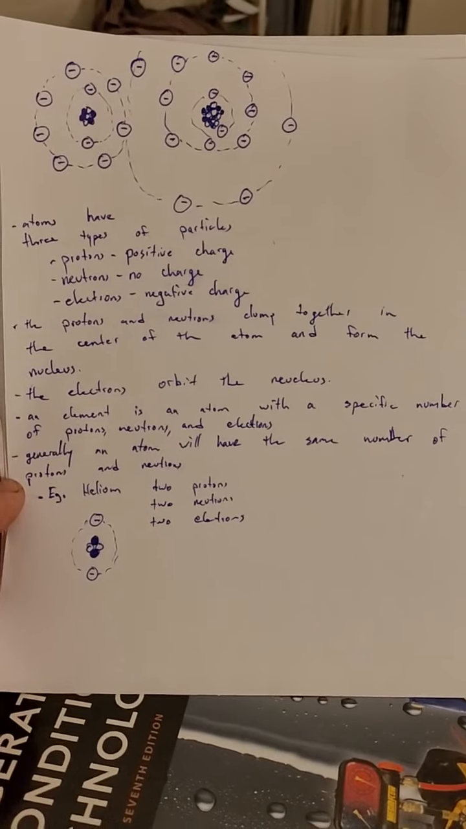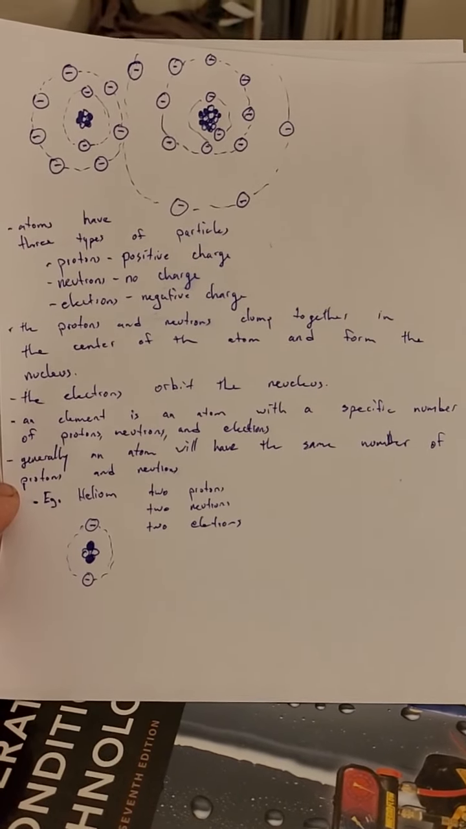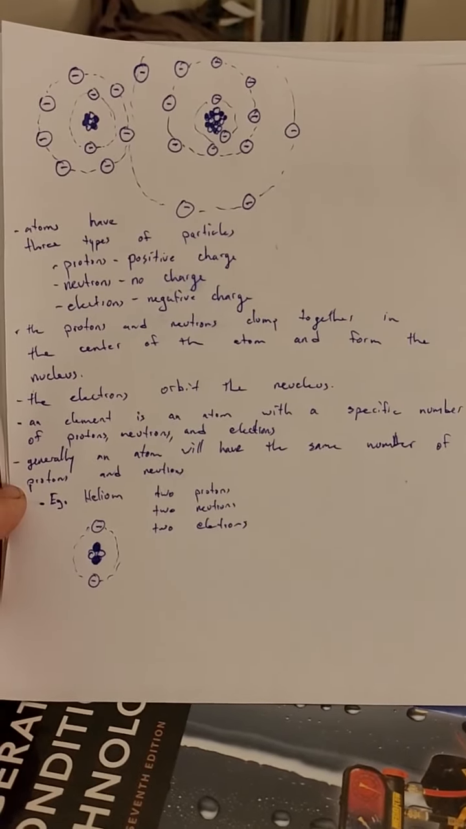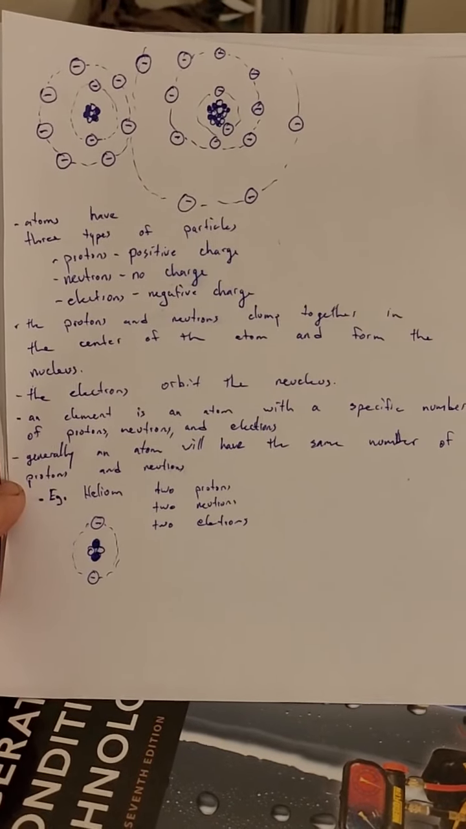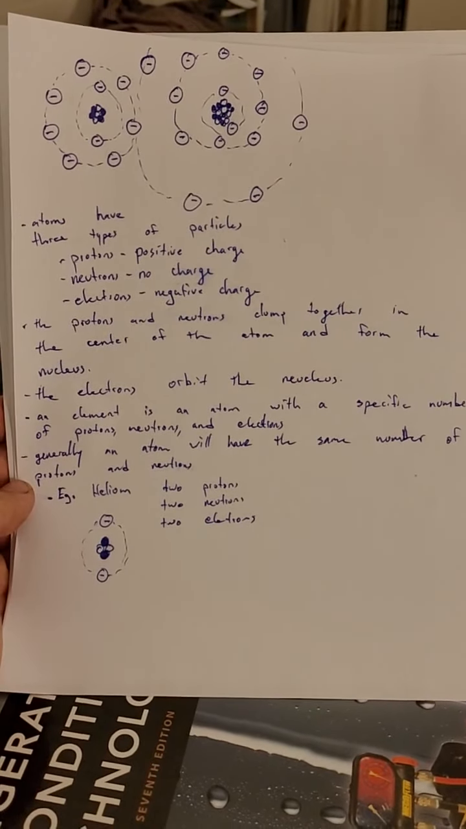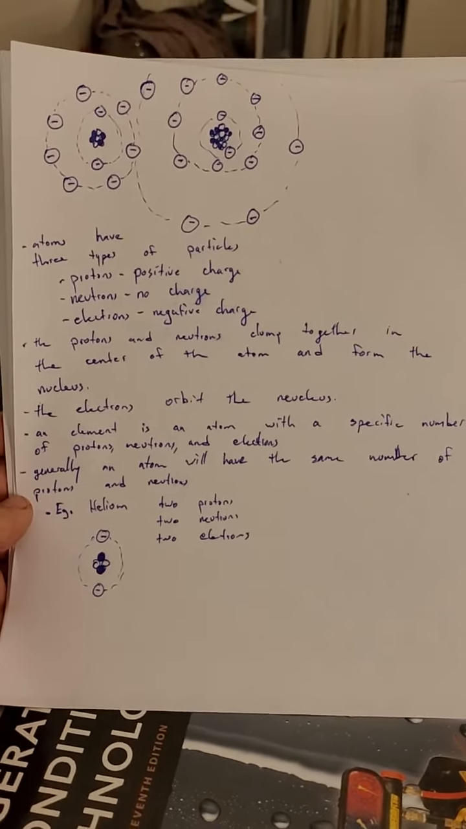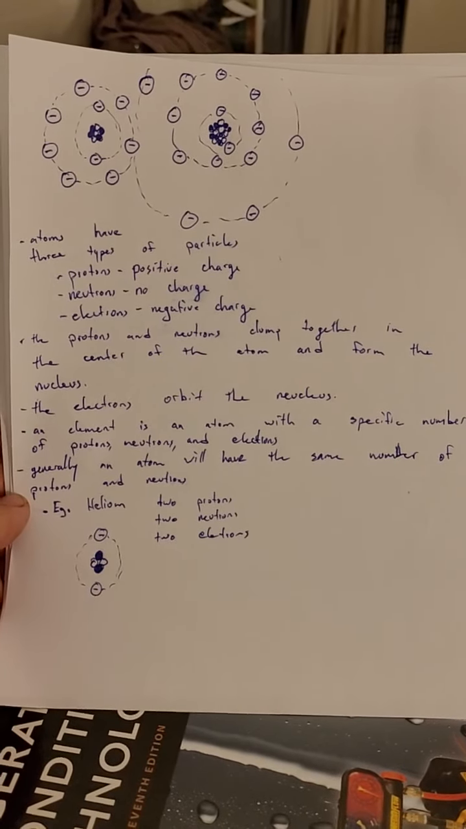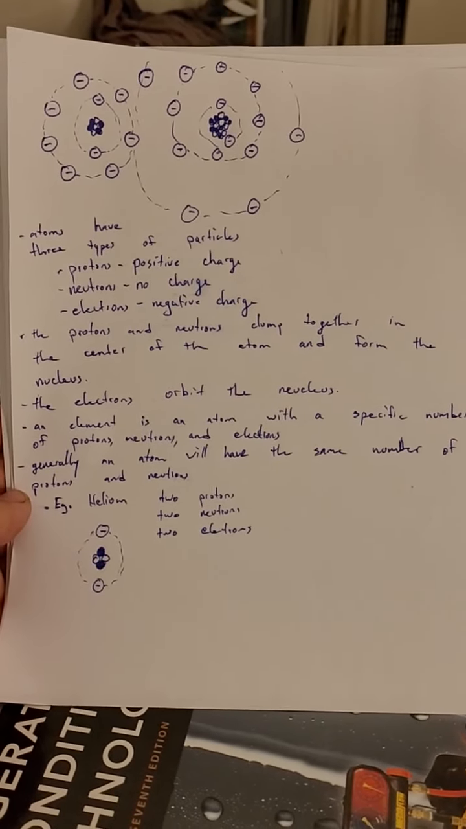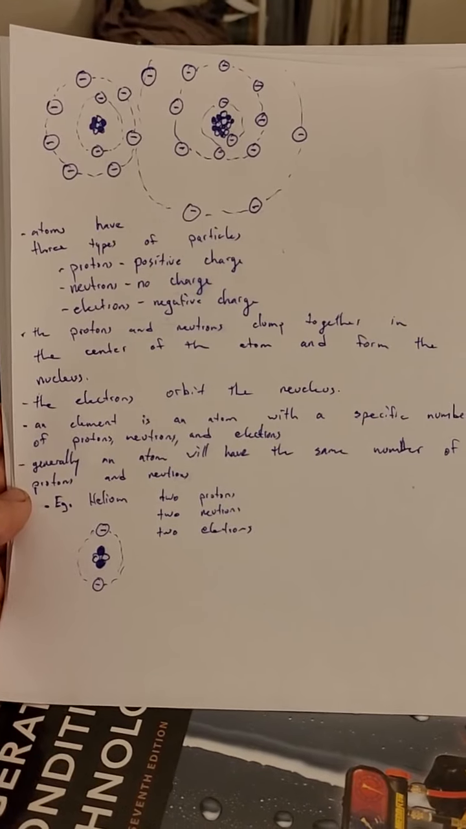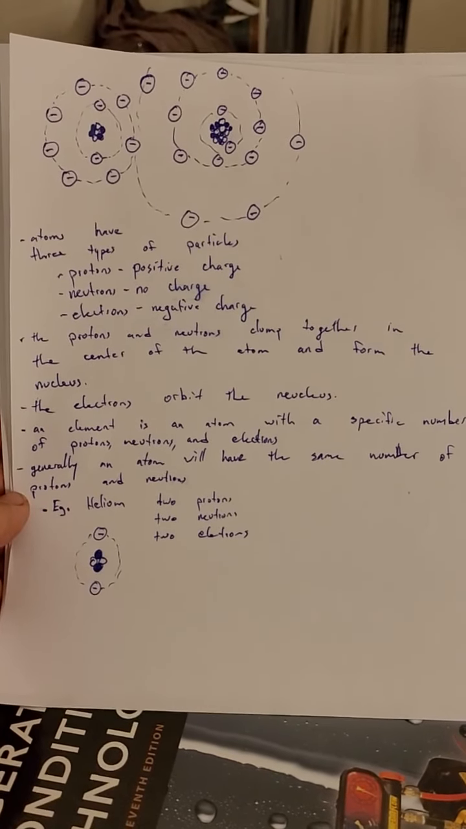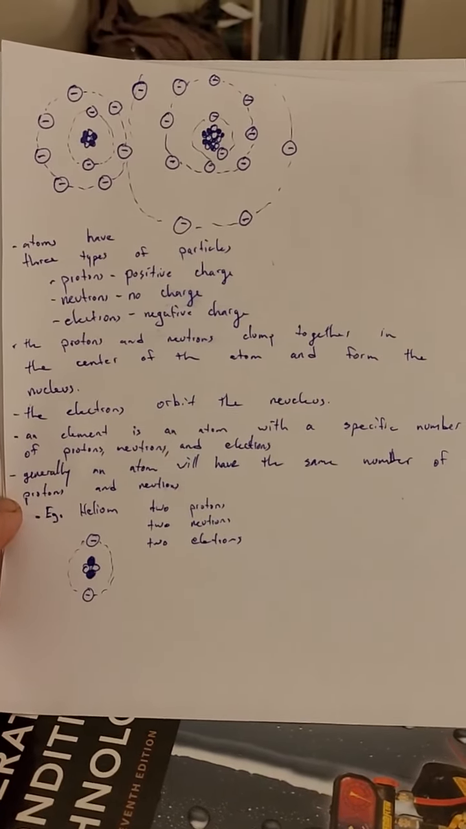So atoms have three types of particles: protons, which have a positive charge, neutrons, which have no charge, and electrons, which have a negative charge. The protons and the neutrons clump together in the center of the atom and form the nucleus. The electrons orbit the nucleus.